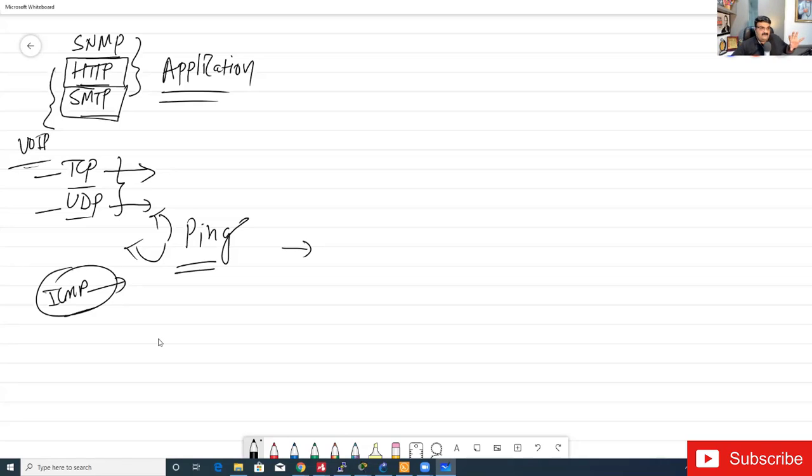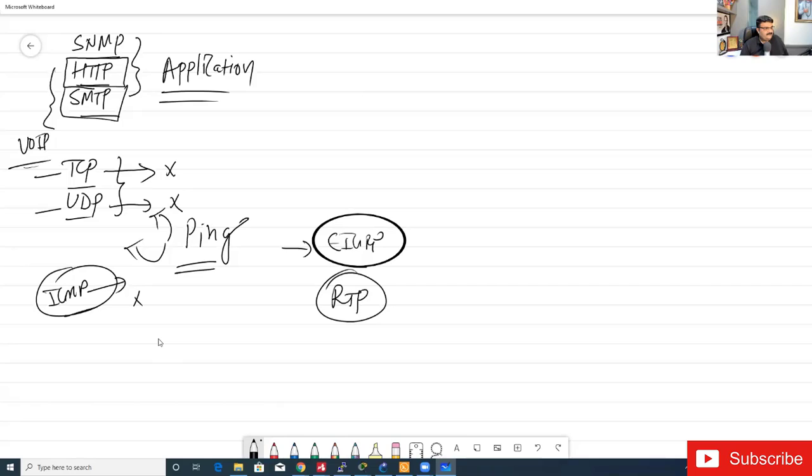Okay, so now I want to explain to you like EIGRP is not using TCP, it is not using UDP, it is not using ICMP as well. EIGRP is using RTP as a transport layer protocol. RIP is using UDP as a transport layer protocol. TCP and UDP are the only two transport layers? No, there is an option. I already talked about this, like TCP, UDP, ICMP.